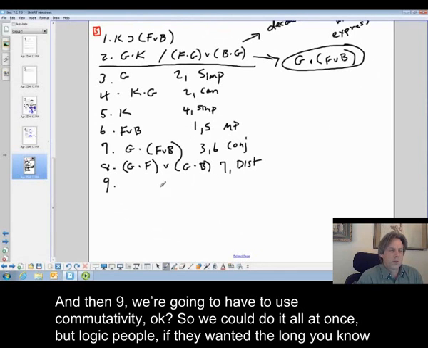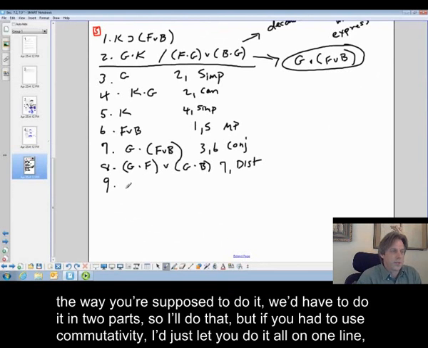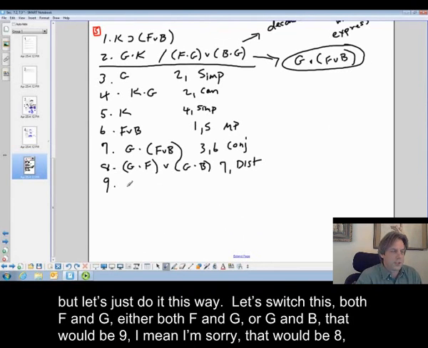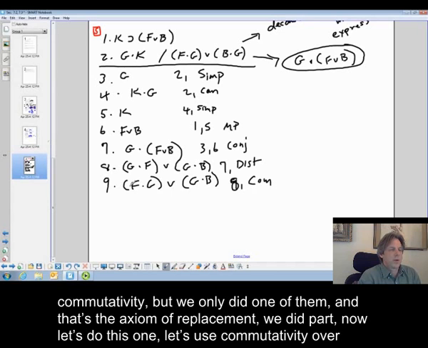So we could do it all at once, but logic people, if they wanted the way you're supposed to do it, we'd have to do it in 2 parts. So I'll do that. But if you had to use commutativity, I'd just let you do it all in one line. But let's just do it this way. We'd switch this, either both F and G, or G and B, that would be 9. That would be 8 commutativity, but we only did one of them, and that's the axiom of replacement.